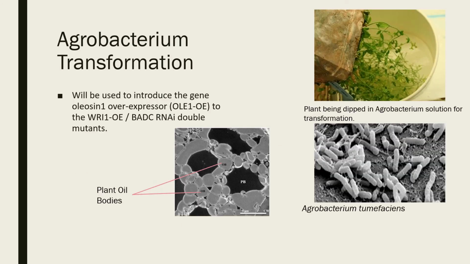Agrobacterium transformation will be used to introduce the gene oleosin-1 overexpressor to the Wrinkled-1 overexpressor BADC RNAi double mutants. Oleosin-1 is a protein responsible for stabilizing oil storage bodies in plants. This gene is being overexpressed with the purpose of increasing the plant's capacity to store the higher amounts of TAG that are being produced for use in future studies.